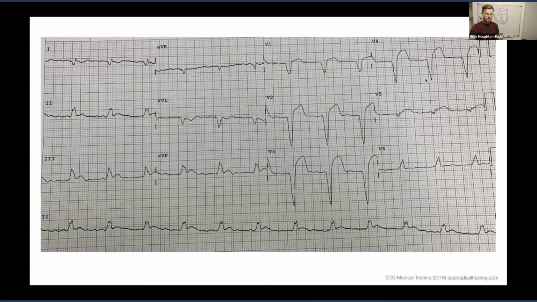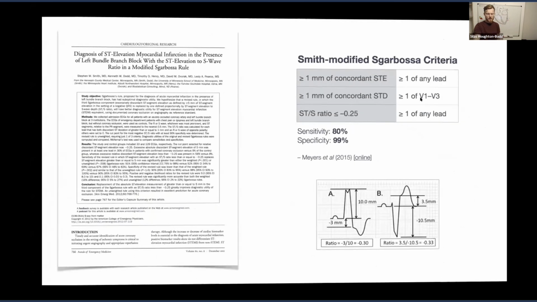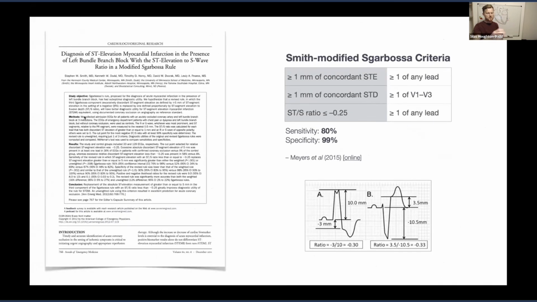So take this example. This is someone with left bundle branch block and ST elevation. We can use this Smith-modified criteria, which I'd recommend you go and read up on yourself, but we can apply it here. And this is the paper.